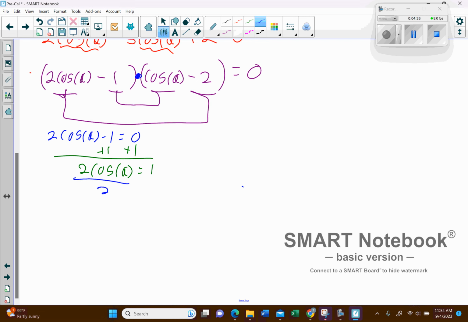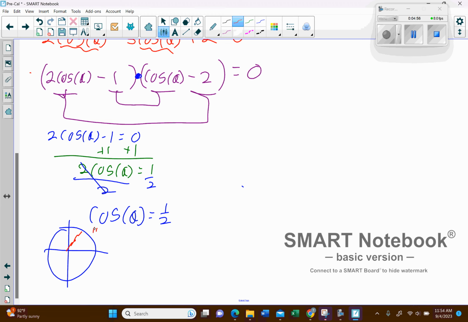And so let's see, divide by 2. So we end up with cosine of theta equals 1/2. And then if you were to look on your unit circle, so cosine is equal to 1/2. Let's see, that would be up here at pi over 3.